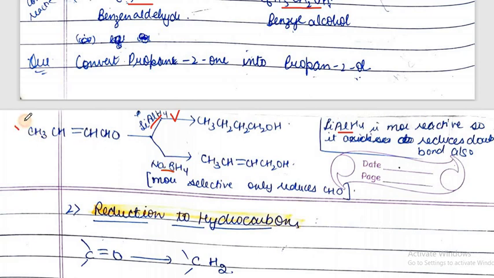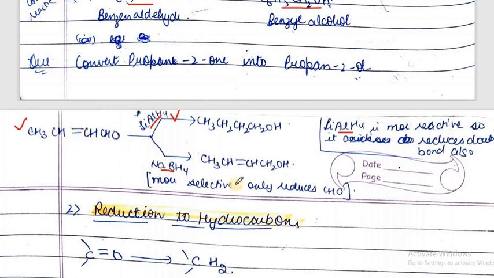So it is important, it can be asked how we can say which of lithium aluminium hydride and sodium borohydride is more reactive and which is more selective. How can we show that? This we can show with this example in which both a double bond and a carbonyl group are present.